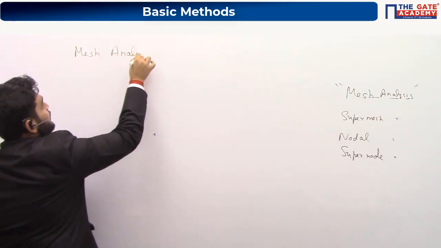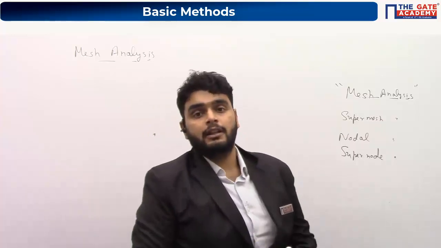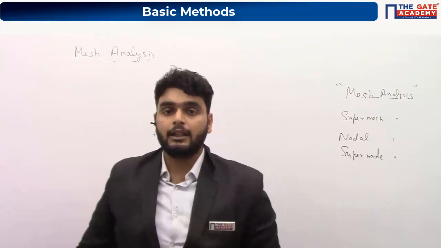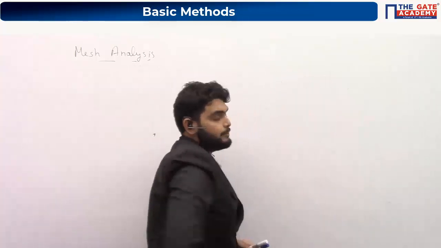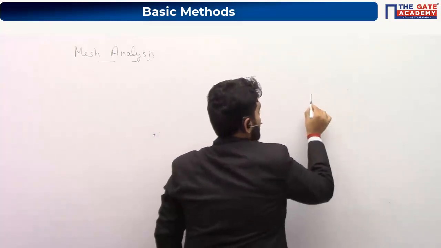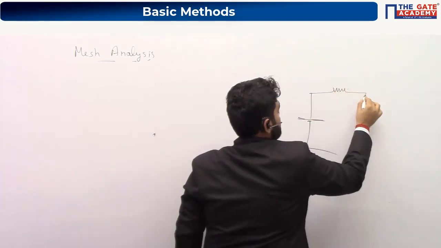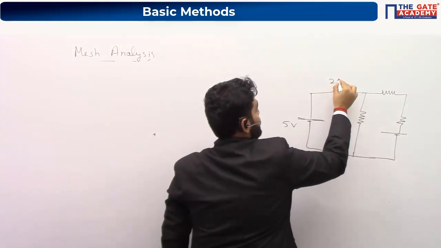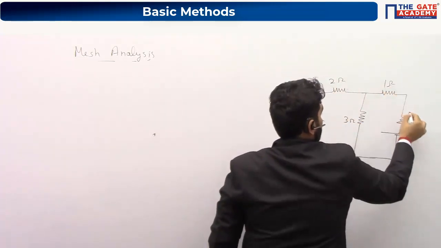So I already told you what we mean by mesh. The mesh is the innermost loop in a circuit, meaning a loop which does not contain any other loop is known as a mesh. For example, I am giving you one circuit. Let's suppose this is the example circuit. This is 5 volt, 2 ohm, 3 ohm, 10 volt, 1 ohm, 4 ohm.